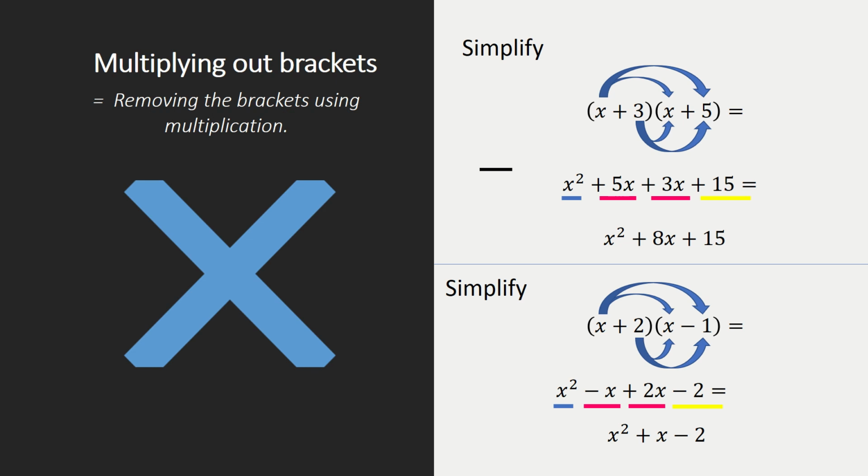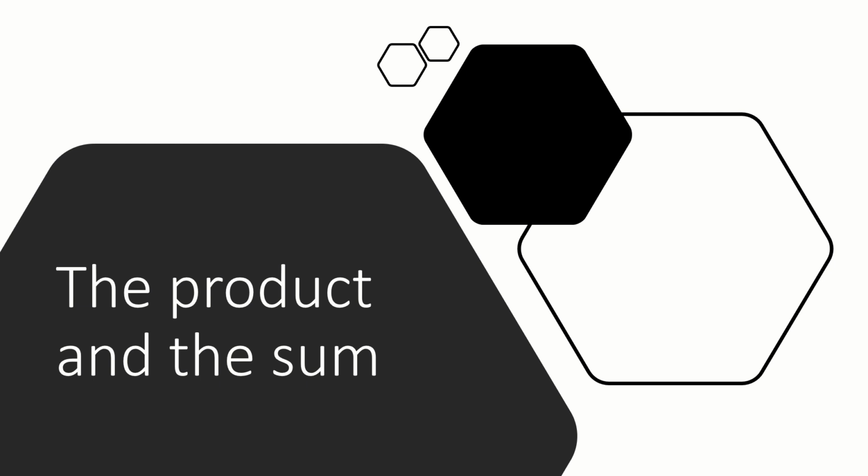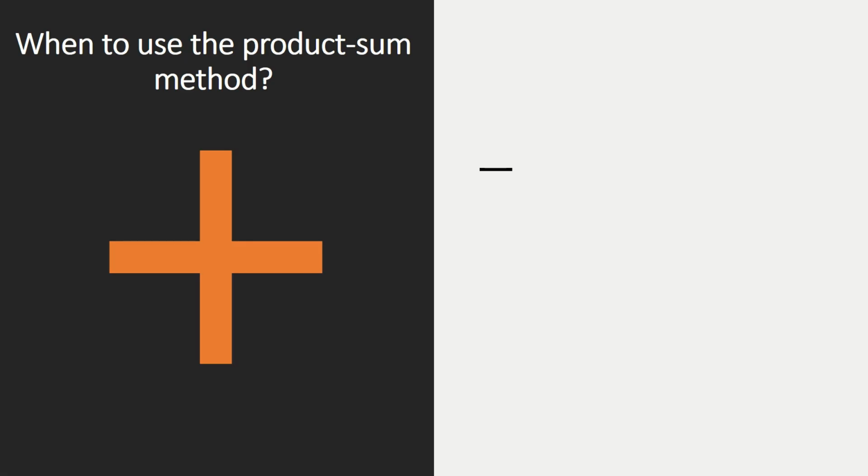Now we're going to learn the other way around. So now you've learned how to multiply out brackets. So we have brackets and your answer is going to be this. With factorizing, you're going to put this inside the brackets. The product and the sum. So when do you use the product sum method? Because you've already learned how to factorize using the common factor.